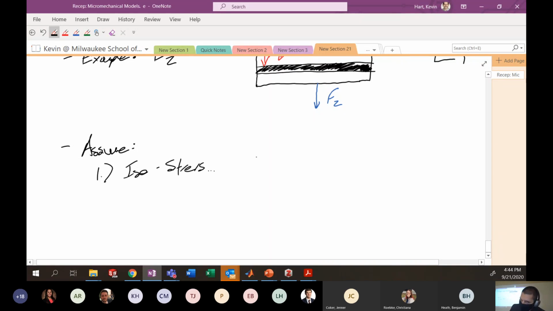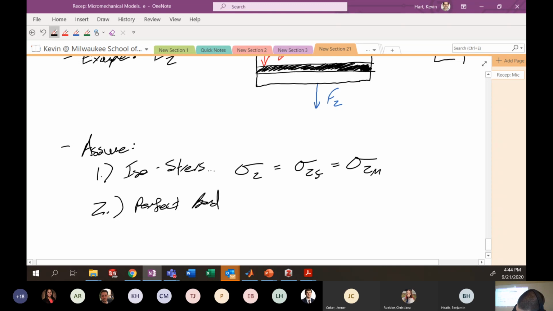Okay, so what I mean by that is that the stress in the 2 direction of the composite is equal to the stress in the 2 direction of the fibers, which is equal to the stress in the 2 direction of the matrix. We still have our other 2 assumptions: perfect bond, and linear elastic.